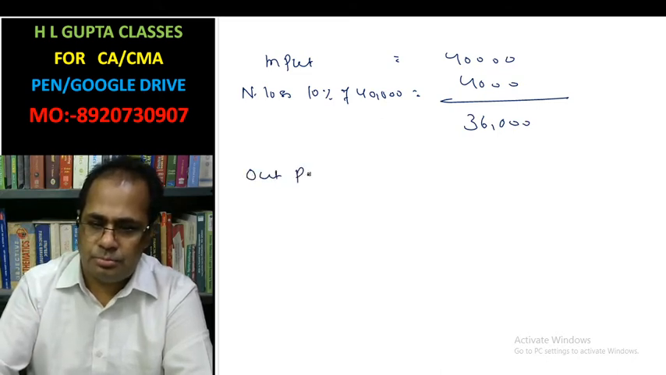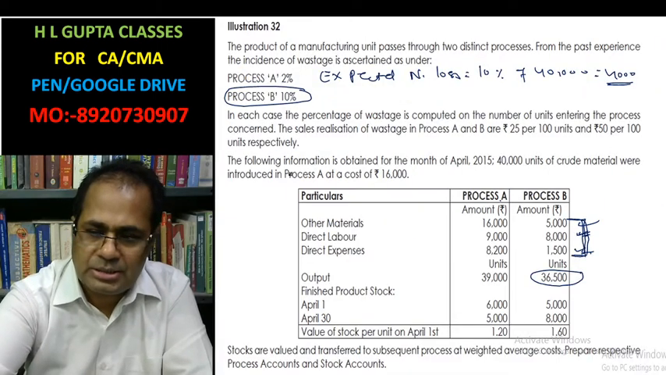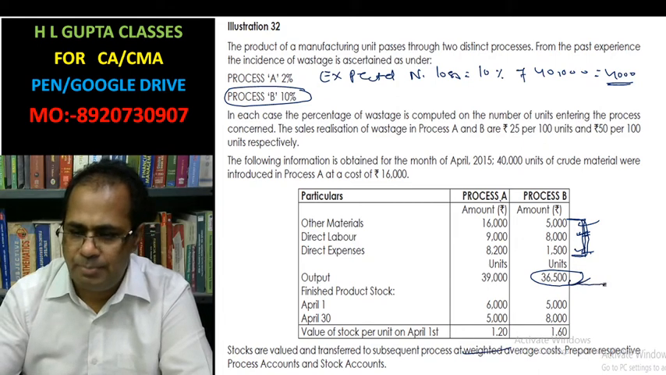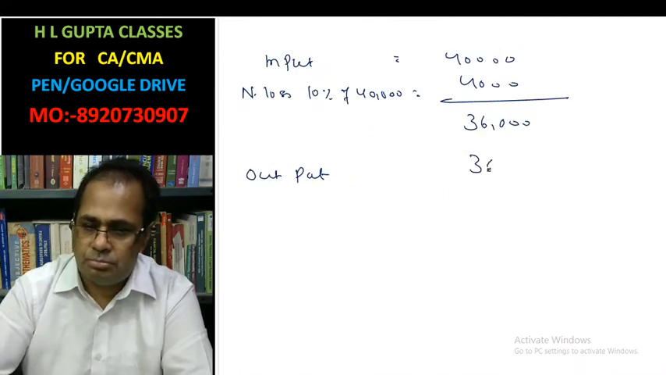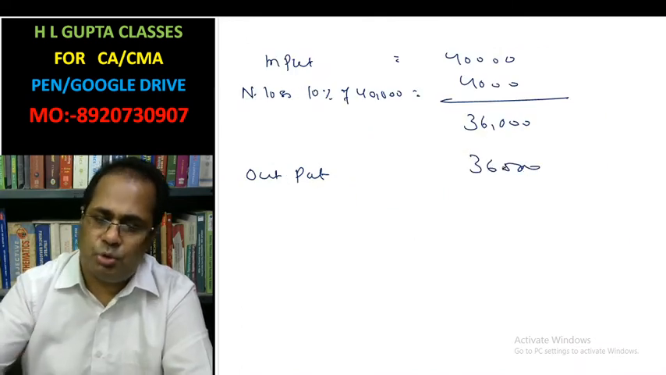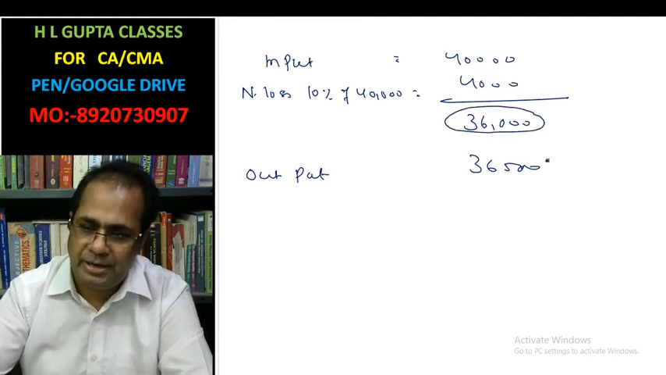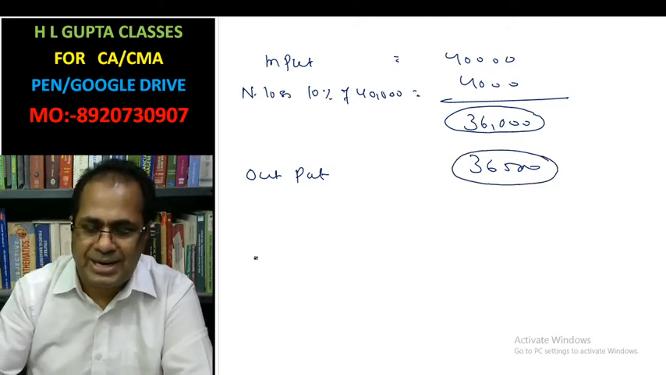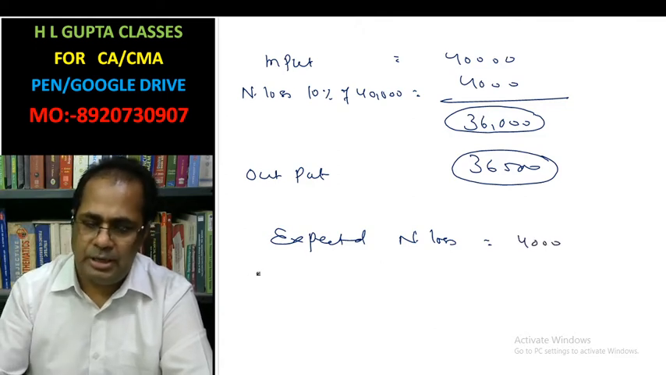Output. What is the output in this case? Please try to understand. Output is 36,500 here. How is it possible that after normal loss it is 36,000 and output is 36,500? It means this is expected normal loss. Expected normal loss is 4,000.